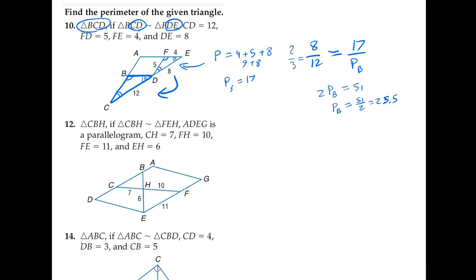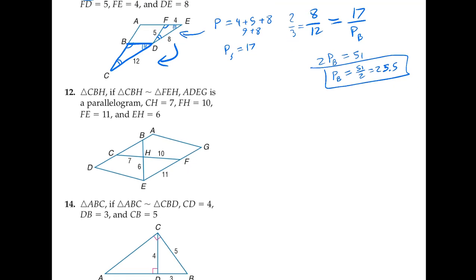Whoa, 25.5. Okay, next one here. Whoa, this is crazy town. Okay, we want to find the perimeter of triangle CBH. So CBH, this triangle right here. And it says these triangles are similar, and which ones? C goes with F, so C and F, and B and E, so B and E, and then of course the vertical angles match. Okay, AD is a parallelogram. I don't know why we need that information, but thank you. And then we got everything written in there. CH is 7, FE is 11, EH, great, okay.